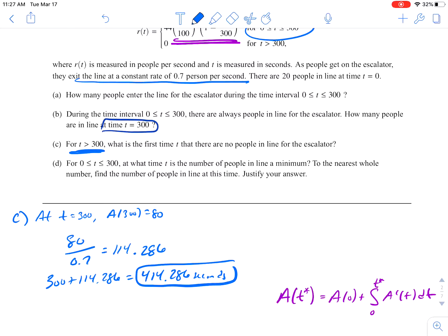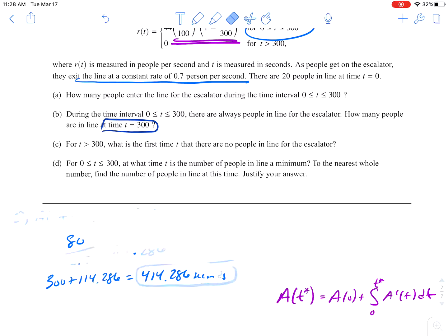All right, and that was just a 1-point problem. So a little bit of effort there to get that 1 point. If you didn't get it, not the end of the world. All right, moving on. Part D.